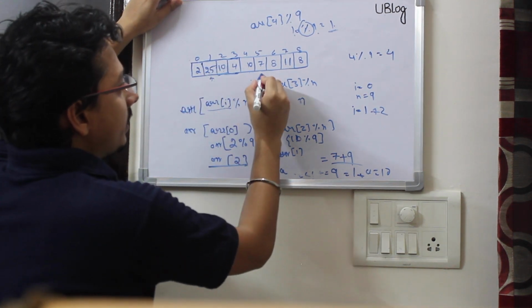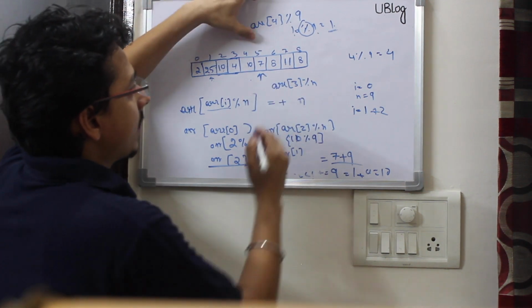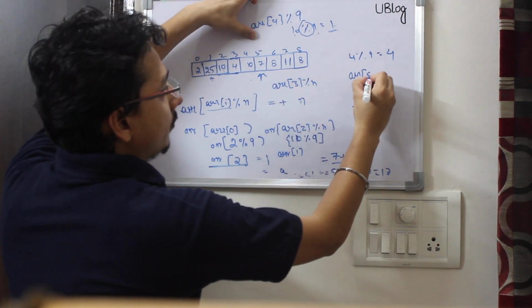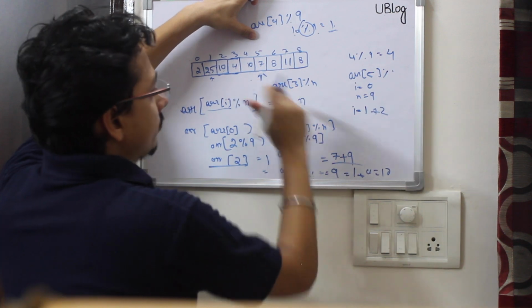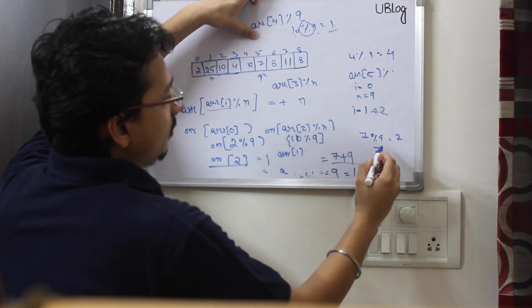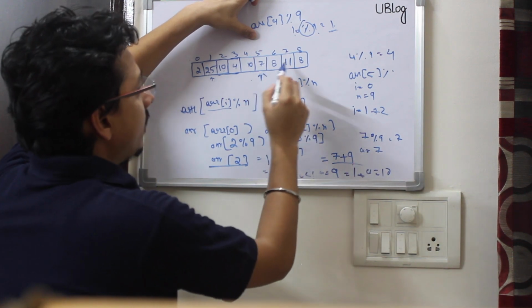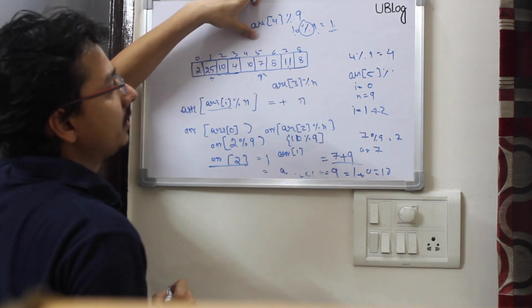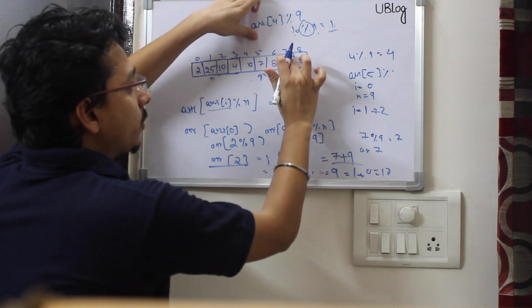Now my value of I will increase. I will be at the 5th index. What I will be doing is array of 5 modulo 9. So array of 5 is 7. 7 modulo 9 is 7. And what is array of 7? Array of 7 is 11. So I will add 9 to this index, so it will become 20.